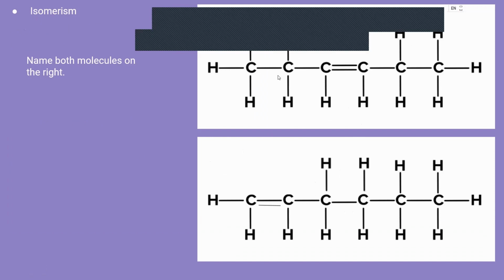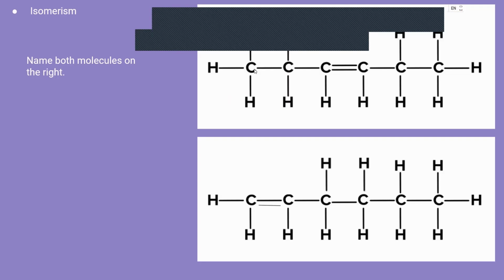Finally, we have two cases of isomerism here. Please name both molecules on the right. Pause the video now and try it out. Unpausing the video now, we will see that this one is hex-3-ene. The top one is hex-3-ene because no matter which side you number off, you will be 1, 2, 3, or 1, 2, 3. So the carbon-carbon double bond sits nicely in the middle, and it's always going to be starting with 3.